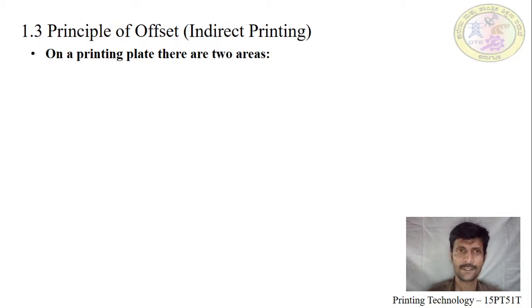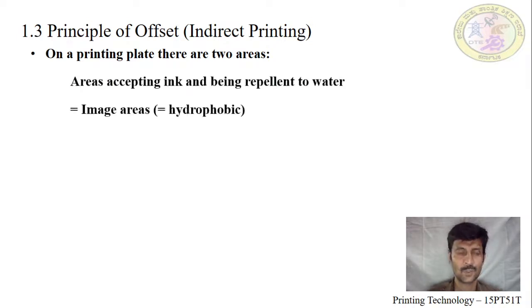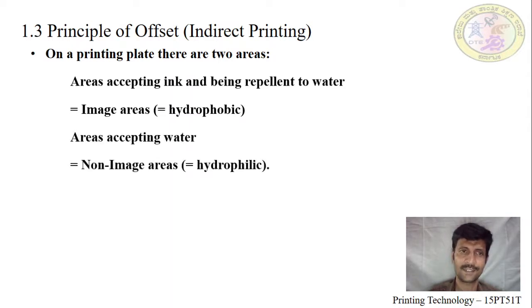The printing plates have two main areas. One is the image area and the other is the non-image area. Image areas accept the ink and repel water, so they are called hydrophobic. Those which repel water are called hydrophobic, and those which accept water are called hydrophilic. The non-image areas accept the water, so they are called hydrophilic.